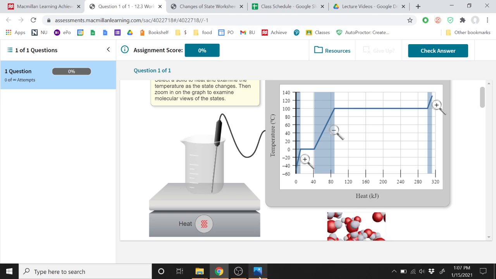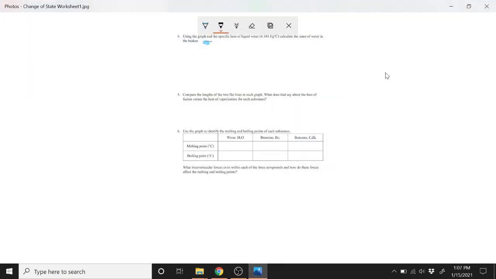Okay, so let's go ahead and go to our problem. Remember, again, that we just discussed and had a 100 degrees Celsius change in temperature, right?